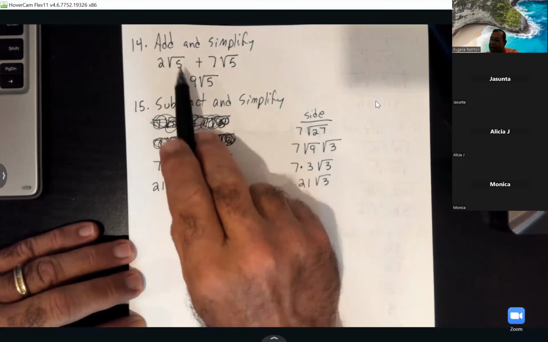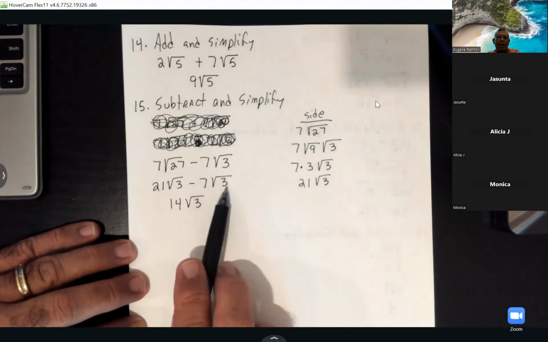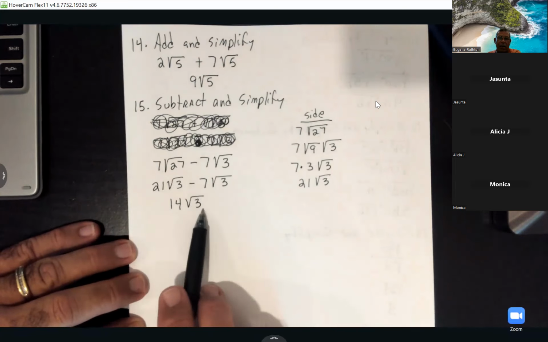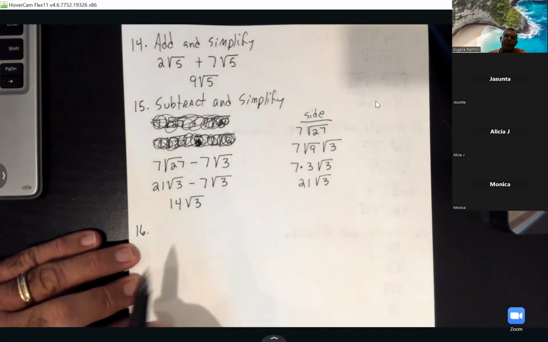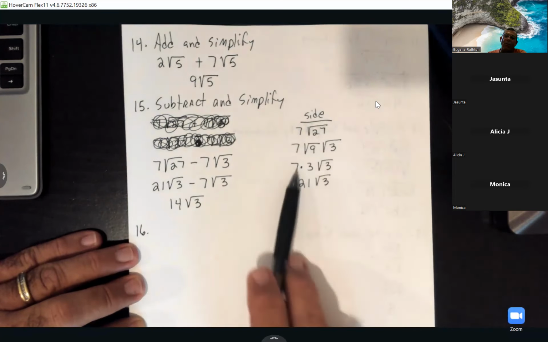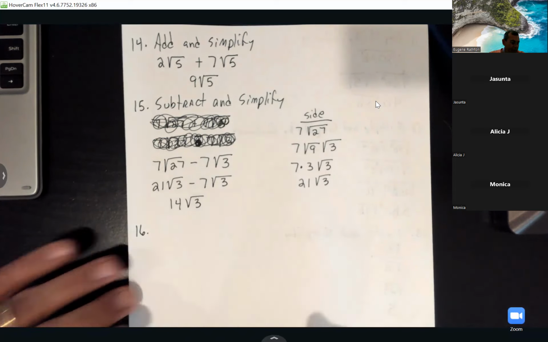So just like adding, when you add, the radical doesn't change. When you subtract, the radical does not change. So y'all just remember, on your number 15, you'll have to simplify one of your radicals to make them match up.